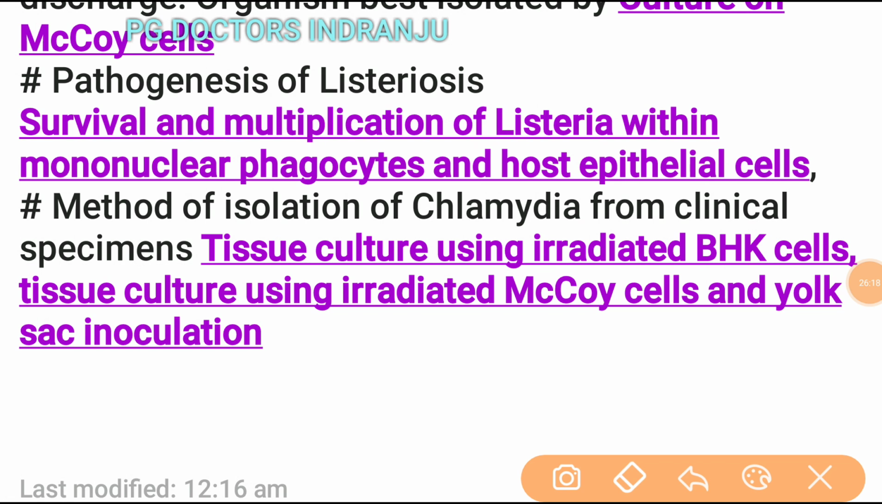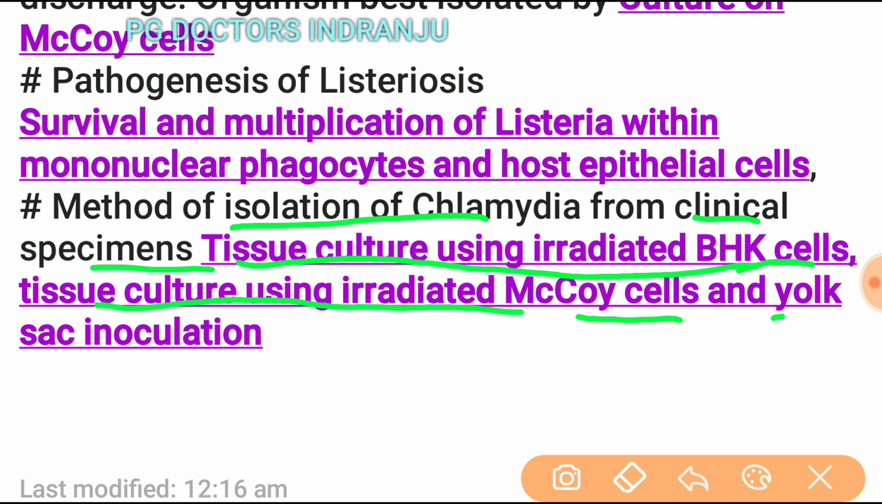Methods of isolation of Chlamydia from clinical specimen: tissue culture using irradiated BHK cells, tissue culture using irradiated McCoy cells, and yolk sac inoculation.